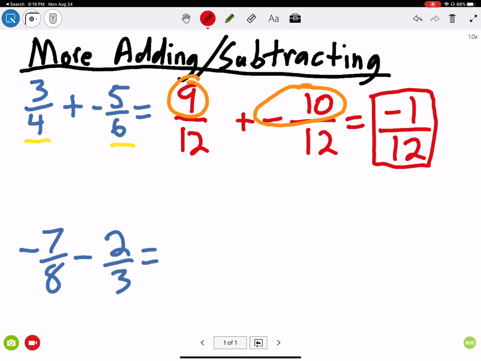Okay? So let's look at the next one. Try this one on your own, at least setting it up at the most, or at the least, and then see if you can figure out the answer. So pause the video.